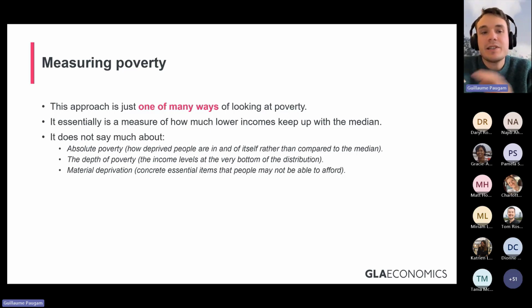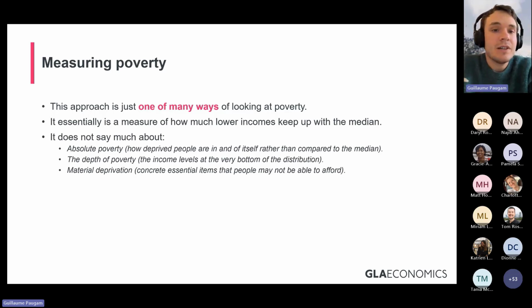Essentially, when we say that someone is in poverty if their income is below 60% of the median, that is a measure of how much the lower incomes in society keep up with the middle. It's almost a measure of inequality, if you want. And it's bound to change over time to some extent because it changes, for instance, if the median income rises, and median incomes do tend to rise over time. So this measure is a good way, I think, of keeping track of how much the people who earn less cope compared to the rest of society.